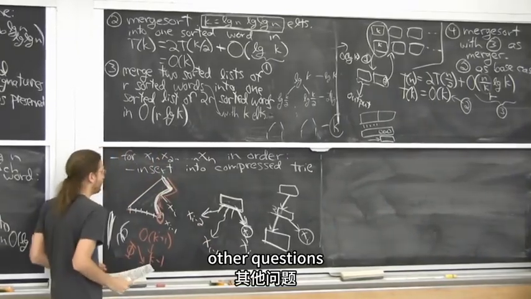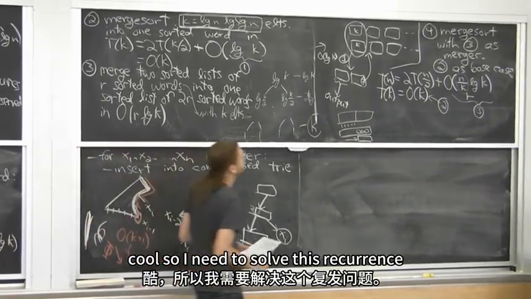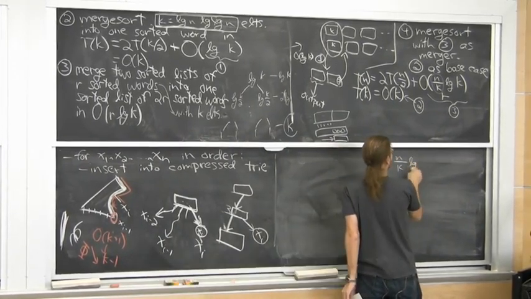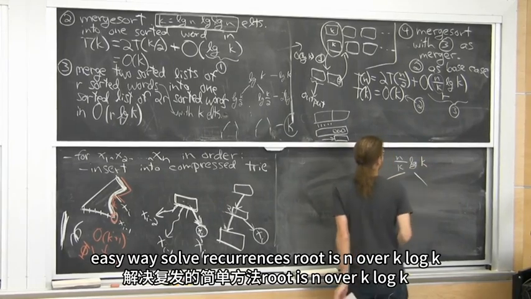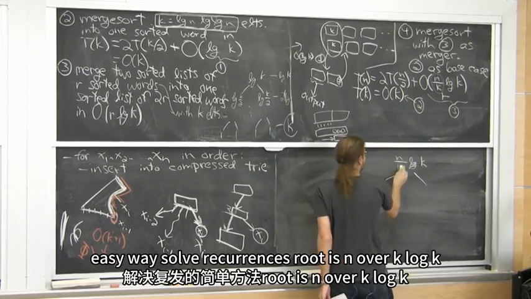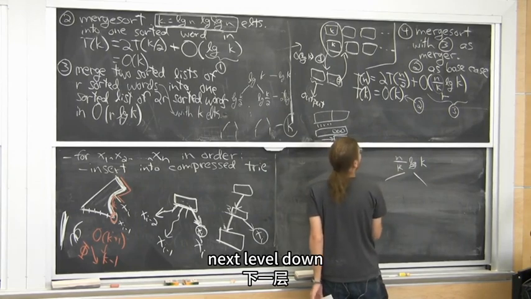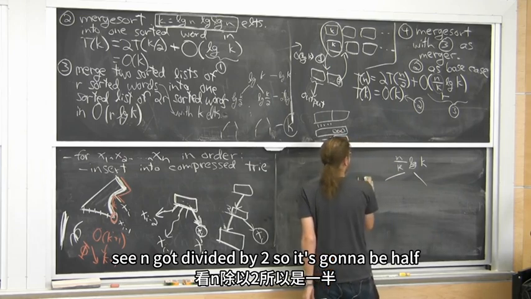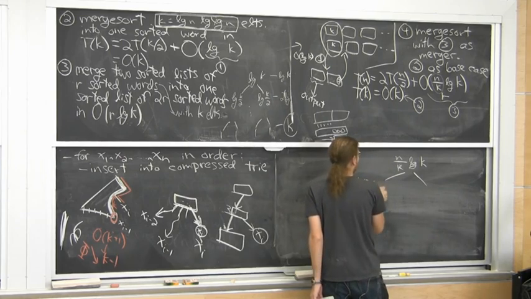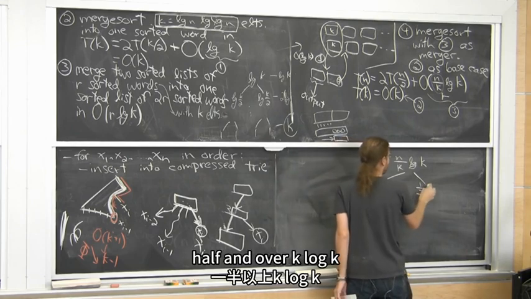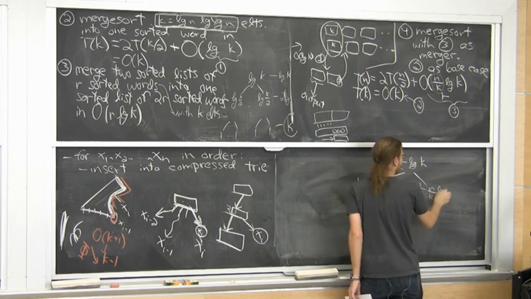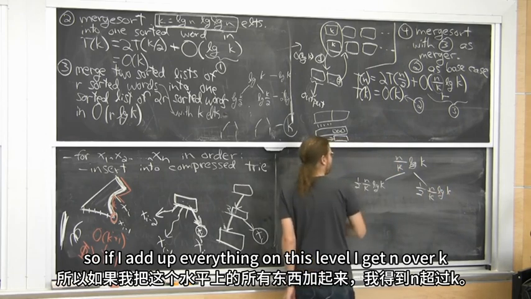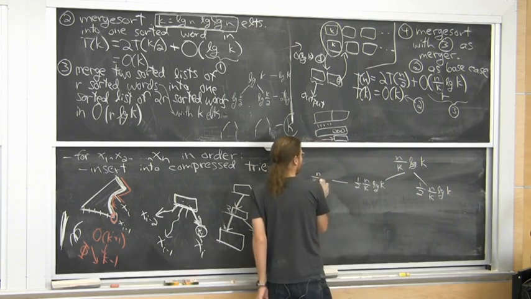Other questions? Cool. So I need to solve this recurrence. Let's draw another recursion tree. It's an easy way to solve recurrences. Root is n over k log k. Next level down, n got divided by 2, so it's going to be half n over k log k, half n over k log k. If I add up everything on this level, I get n over k log k.